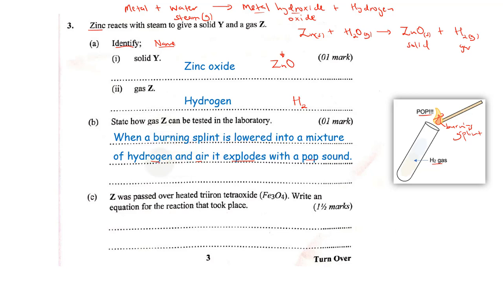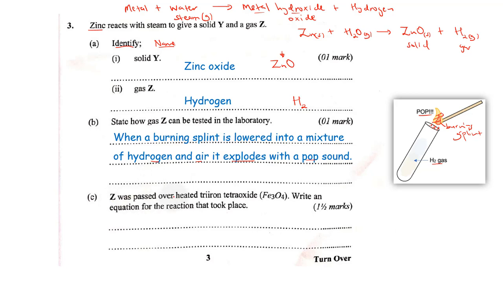Usually it's believed it only does so when hydrogen mixes with oxygen or air. So whenever our hydrogen reaches the interface here of our boiling tube, it will mix with air and then it will explode with a pop sound. So this is how we test for hydrogen. We lower a burning splint in a mixture of hydrogen and air. It explodes with a pop sound. Or some people can say hydrogen burns with a pop sound.